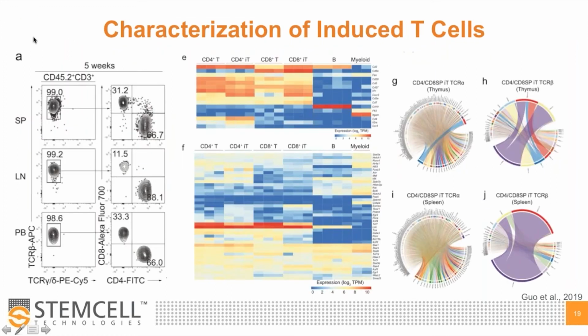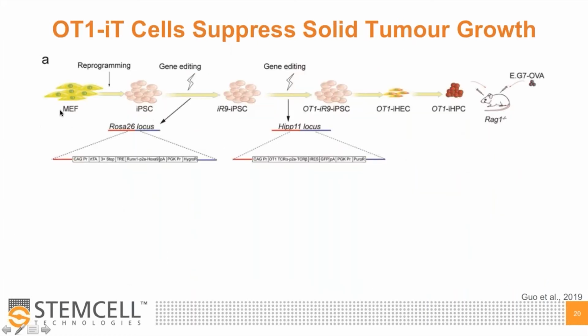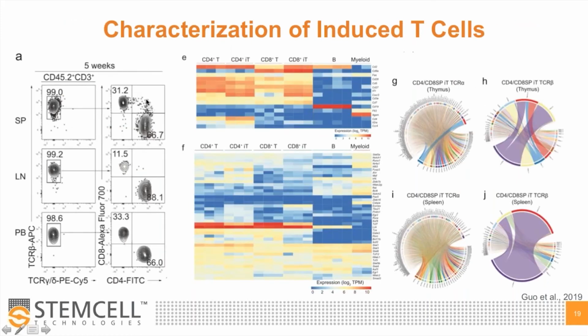Characterization of these induced T cells looks like this at 5 weeks. They looked at spleens, lymph nodes, and peripheral blood for TCR alpha beta expression. And you can see a robust expression of TCR alpha here, TCR beta here. And these are either CD4 or CD8 single positives, as you can see in each of these compartments. Now, looking at the heat map here, they compared CD4 regular T cells with CD4 induced T cells, and you can see by the gene expression of surface markers, virtually identical expression pattern, as well as CD8 versus induced CD8. Again, virtually the same gene expression pattern of these surface markers.